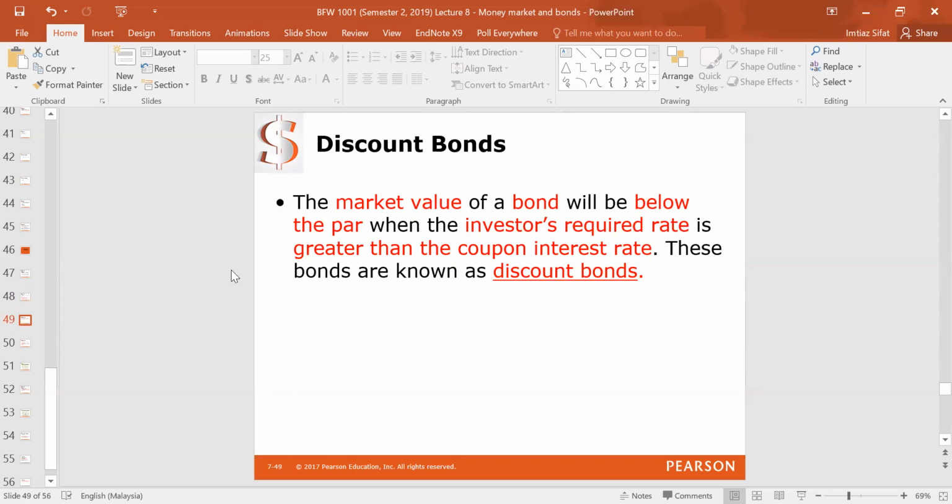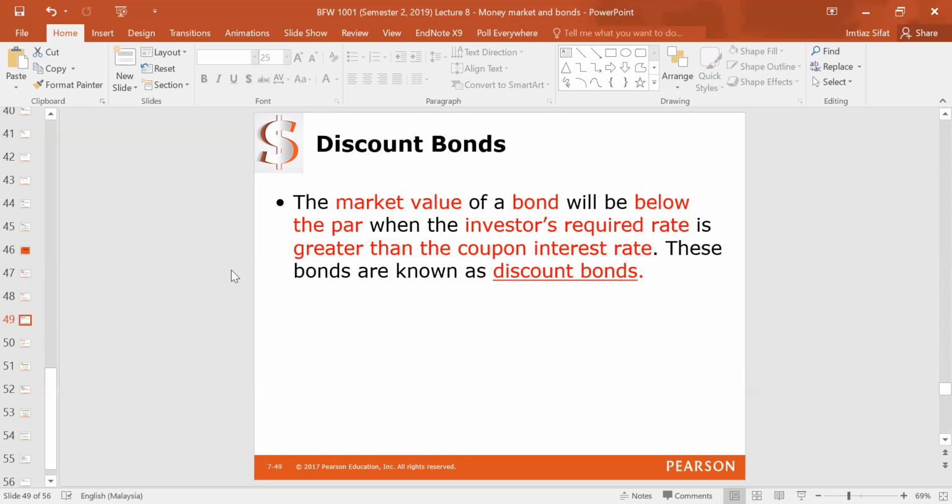In the case of a premium bond, the company is offering a coupon payment which is more than what investors require. So the coupon payment is more than the investor's required rate of return. In contrast, in a discount bond, the company is offering less than what investors require. So investors don't really have an incentive to go and chase that bond. So the bond has to be offered at a cheaper price, at a discount. So in this case, the investor's required rate of return is more than the coupon payment being offered by that bond's issuer.